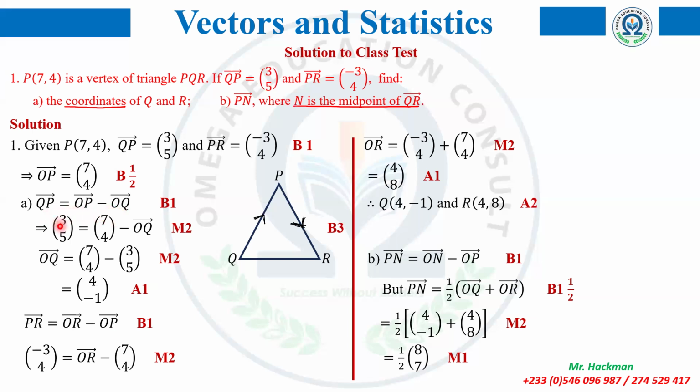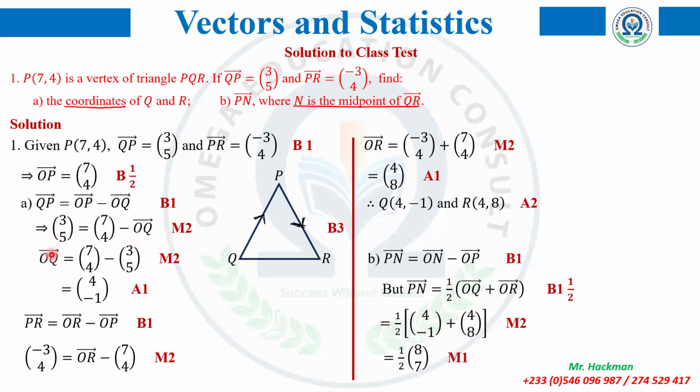So in this case, what do you do? You substitute the known vectors. You know vector QP is given as (3, 5). You know vector OP, this is what you have here, then minus vector OQ, what you are looking for, which will help you find the coordinates of the point Q. Now what do we do? We are making OQ the subject. So you move this one to the side and bring this one here.